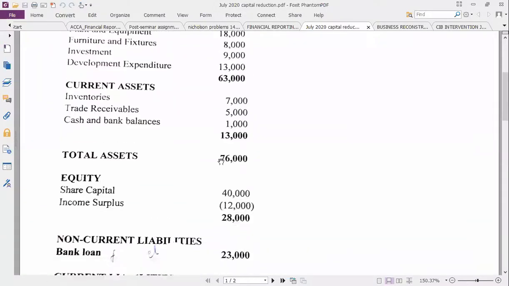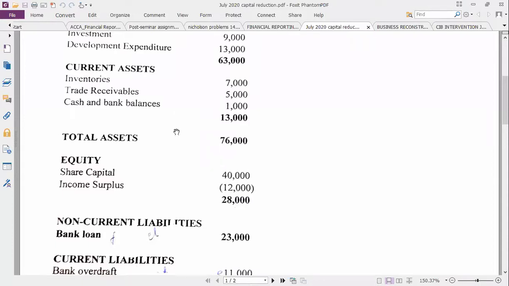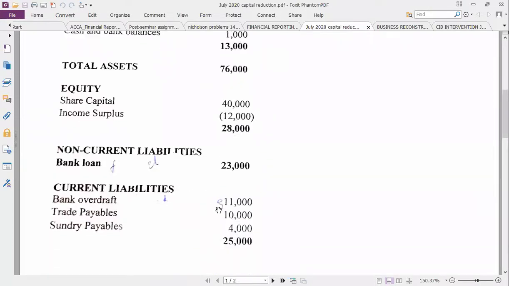Trade payable. Their position is what? 10,000. So we are paying them, but they are losing 500. So we pay them 9,500. And sundry payable, we said they should lose 400. So that one, we pay them 3,600. Perfect. So whatever you are losing, take it off from their position and pay them.